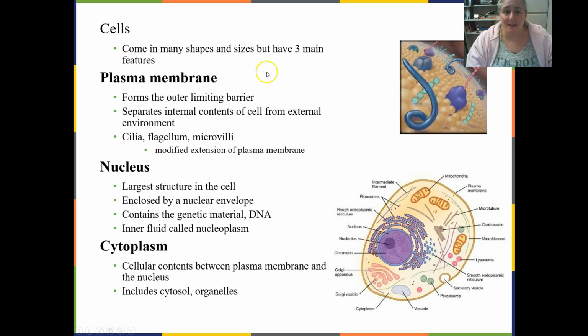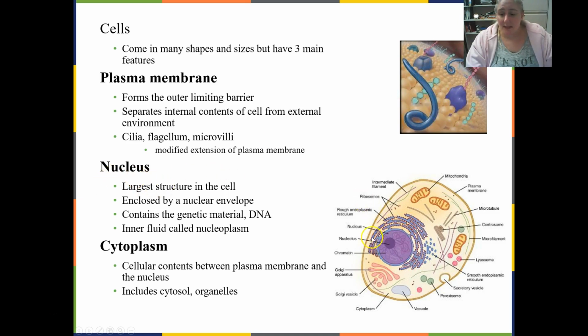So when we look at cells, we have three main areas that we want to focus on. We look at the plasma membrane, which I put over here, so you can kind of see a partial plasma membrane, composed of a lot of different parts. The plasma membrane is the barrier that also acts as a selectively permeable membrane, allowing certain things in and other things out of the cell.